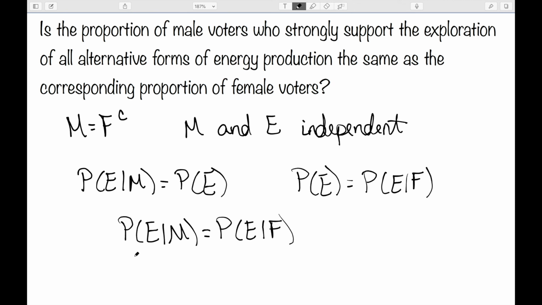Translated into words, the proportion of male voters who strongly support the exploration of all alternative forms of energy production is equal to the proportion of female voters who strongly support the exploration of all alternative forms of energy. So yes, these are the same.